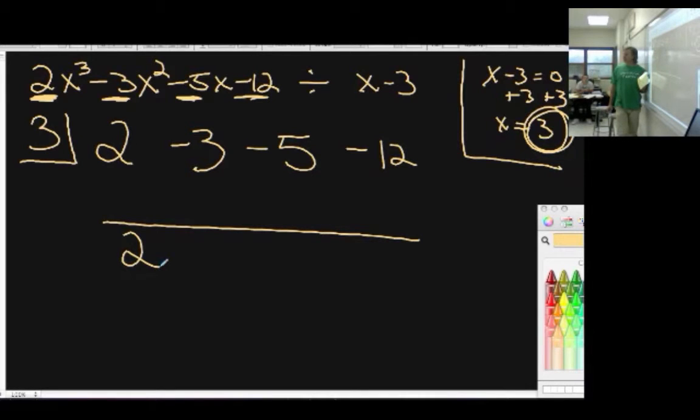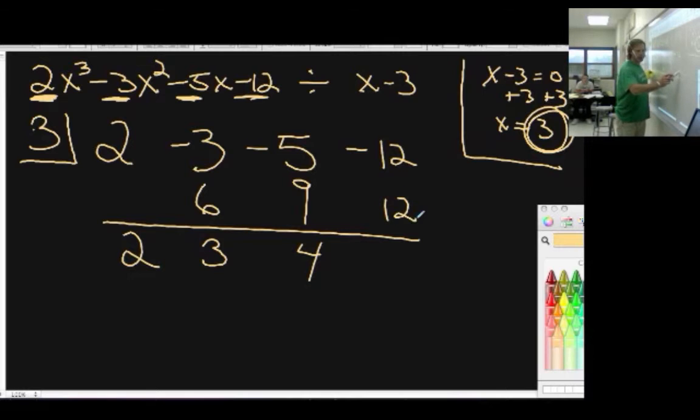Anybody remember what to do next? Multiply 3 times 2. Add them up. Next, 3 times 3. Add them up. 3 times 4. Add them up. Hey, this one divided evenly. No remainder. Anybody remember how to write the final answer?